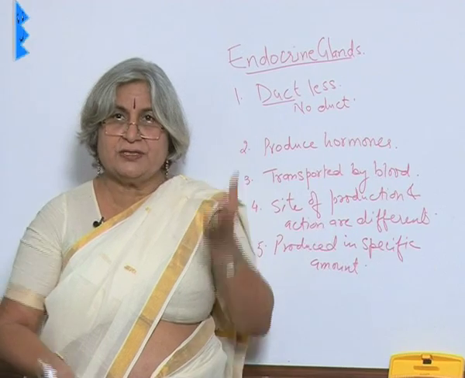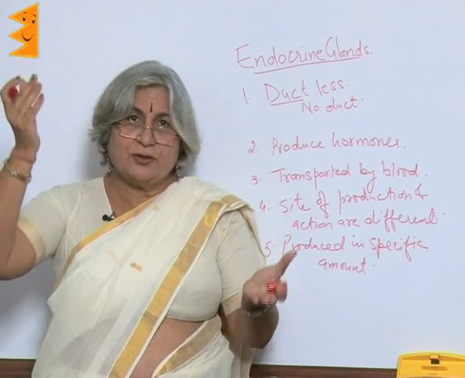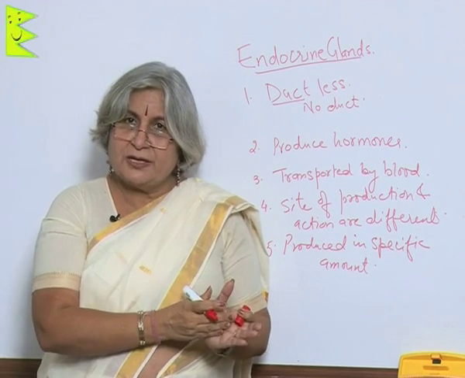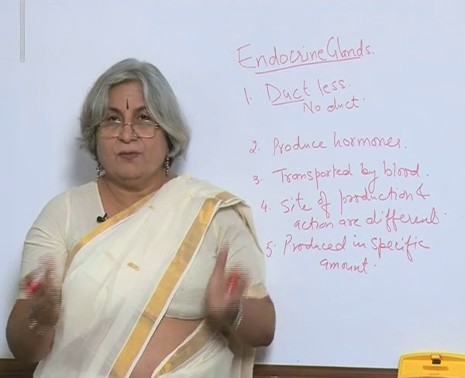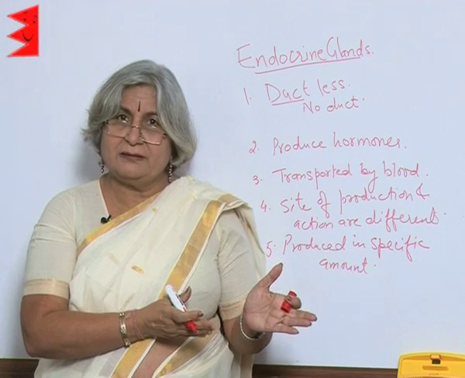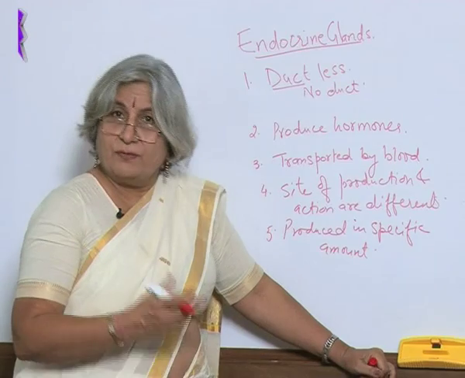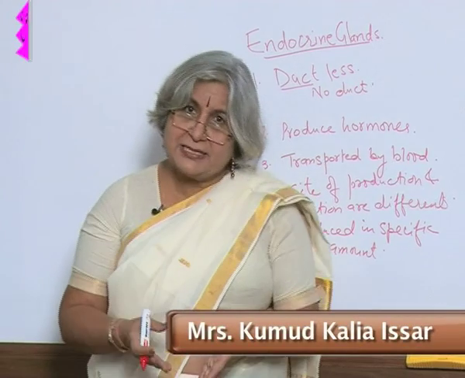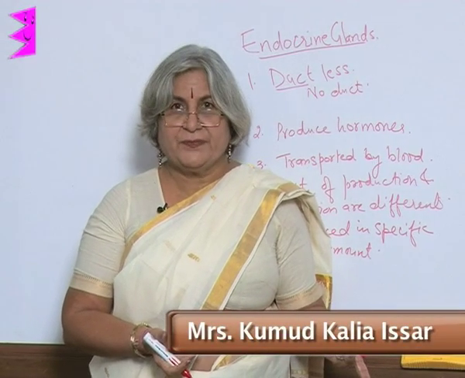More growth hormones, gigantism. Less growth hormones, dwarfism. Less production of insulin, diabetes. More production of adrenaline, more sensitivity. More thyroxine, hyperthyroidism. And if it is less, then hypothyroidism.